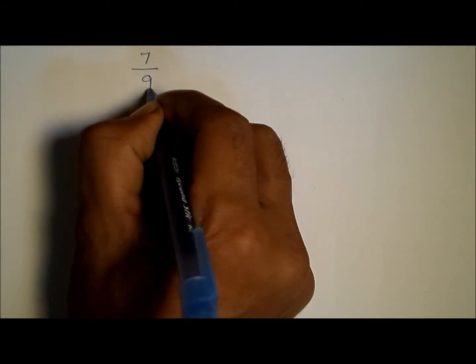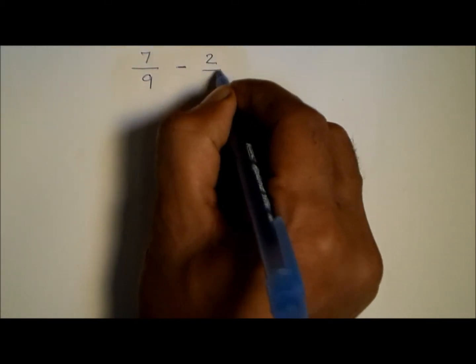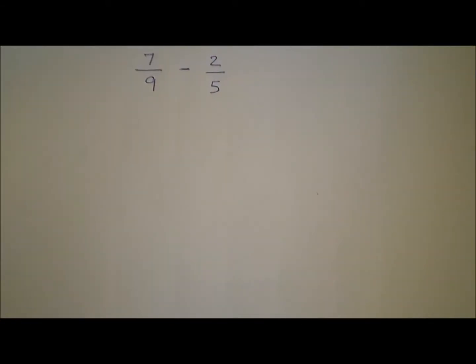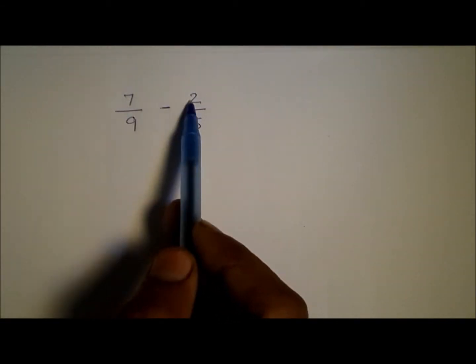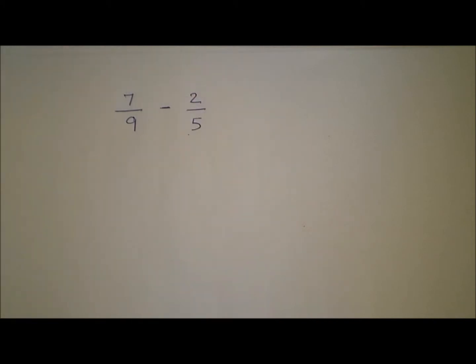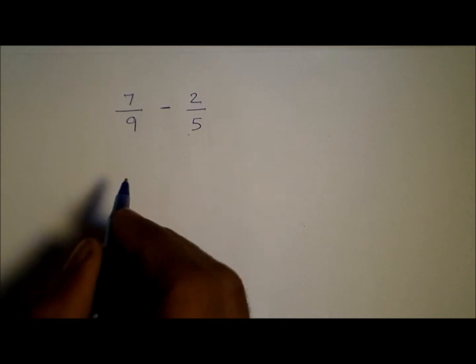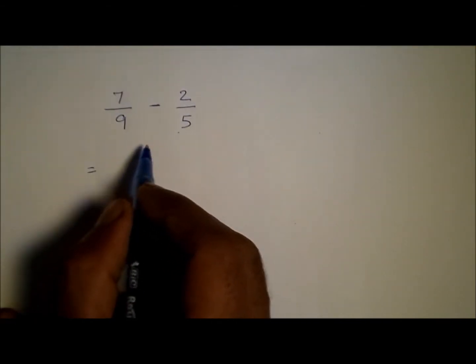So let's try to do some subtraction. We want to subtract 7 by 9 minus, let's say, 2 by 5. The denominators are unequal, so we cannot just subtract 2 from 7 and write 5 by 9 or 5. So we want to make the denominator the same. How do we do that?